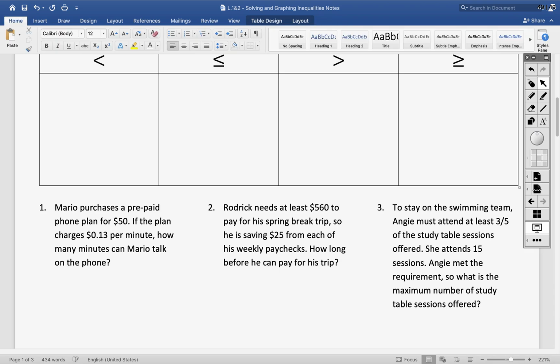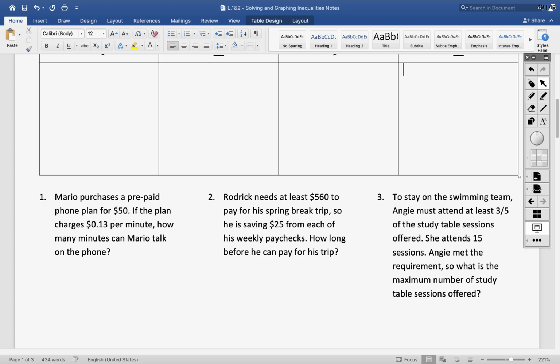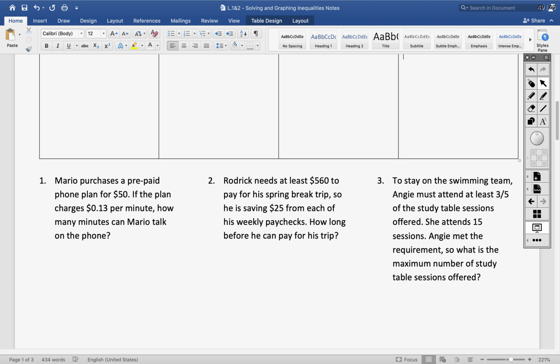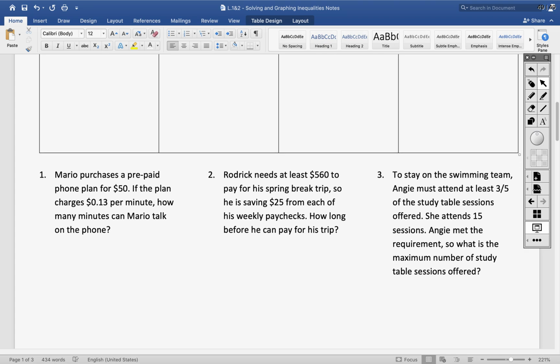So, Mario purchases a prepaid phone for $50. If the plan charges 13 cents per minute, how many minutes can Mario talk on the phone?